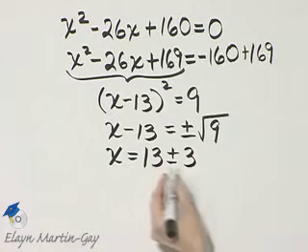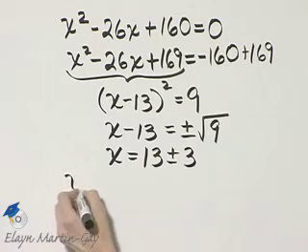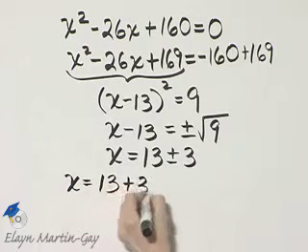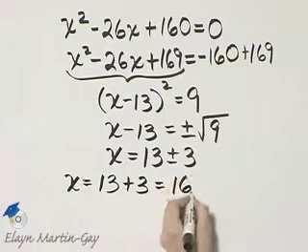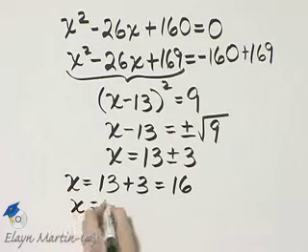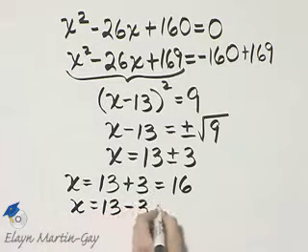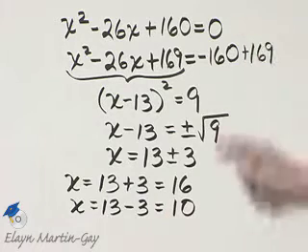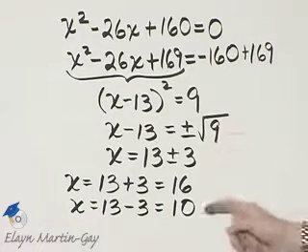Now let's actually find these numbers. x is equal to 13 plus 3, which is 16, and also x is equal to 13 minus 3, which is 10. So this original equation has two solutions, 16 and 10.